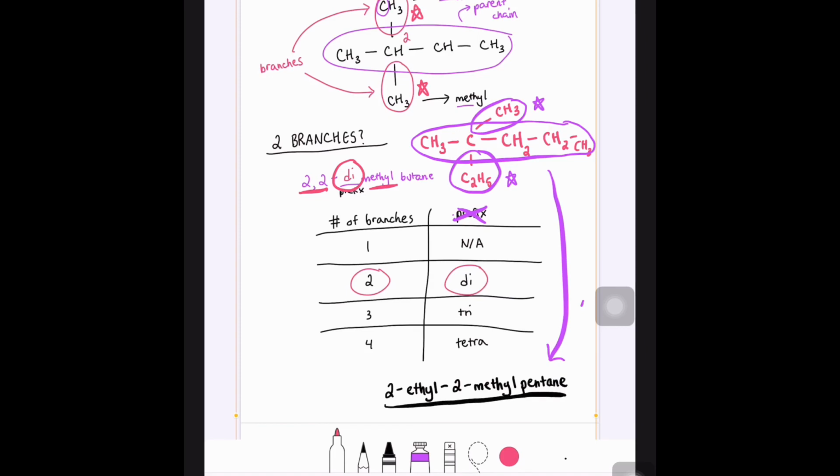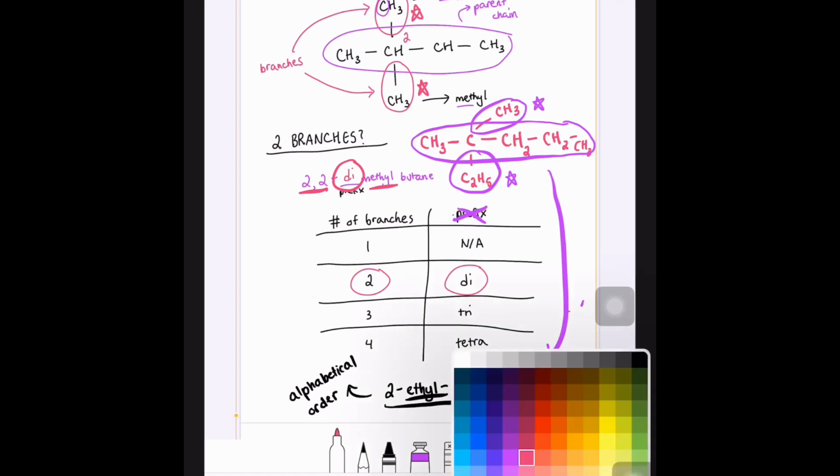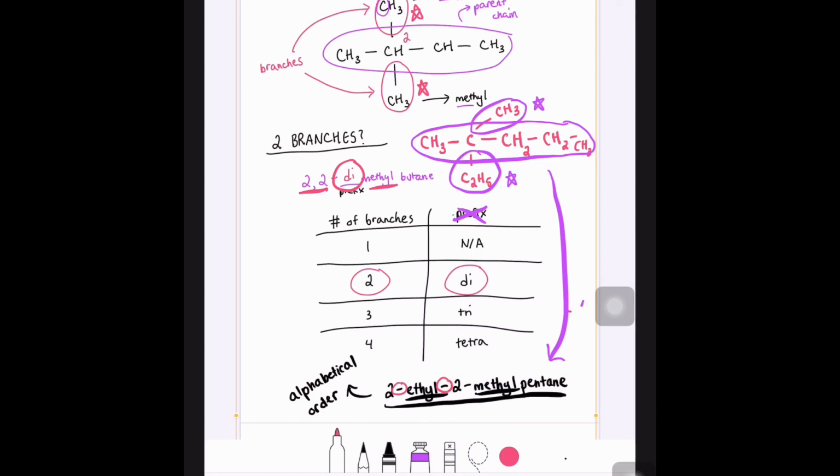And if you're naming more than one type of branch, you name the branches in alphabetical order. So for example, in this case, ethyl comes before methyl in the name because E comes before M in the alphabet. You still use 2 as the number because both branches are still on the second carbon in the parent chain. And you separate a word from a number using a dash, but if you're trying to separate two numbers, you use a comma like I did up here.